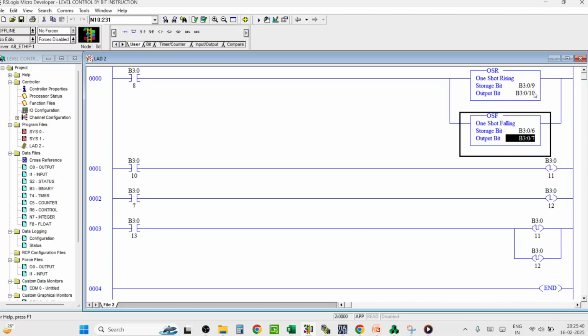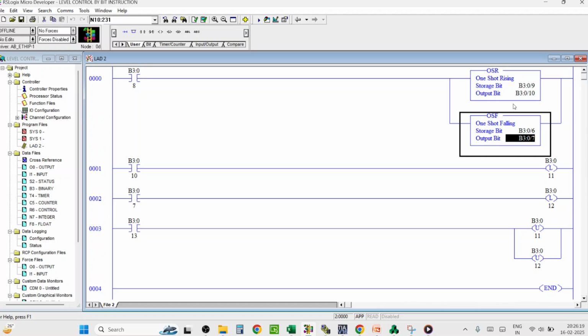Now we are going to see what happens to these output bits when input bit number 8 goes high. At that time the OSR instruction is going to make output bit 10 high for one scan cycle, and when bit number 8 turns from high to low, at that time the OSF instruction is going to make bit number 7 high for one scan cycle. Actually the scan cycle of the PLC is very fast, so we will not be able to detect the change in B7 and B10.